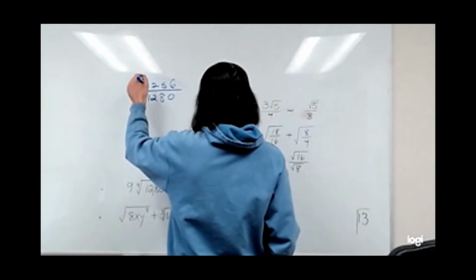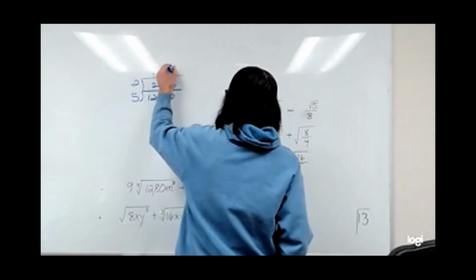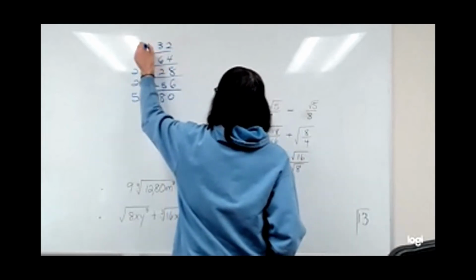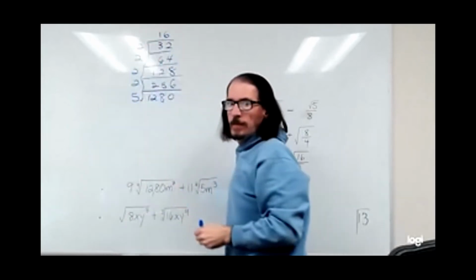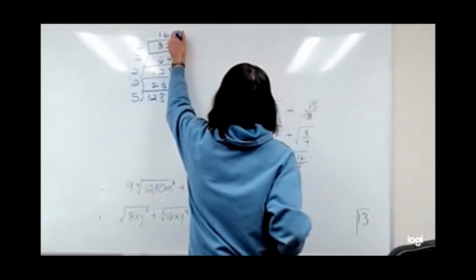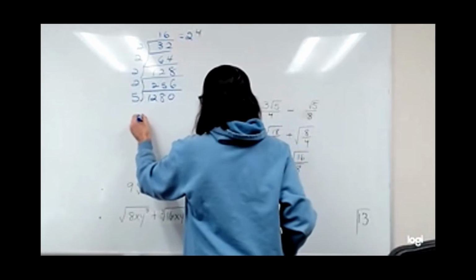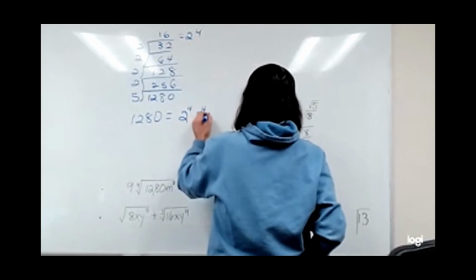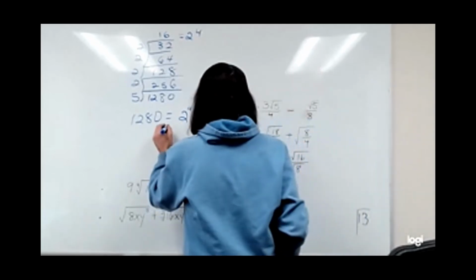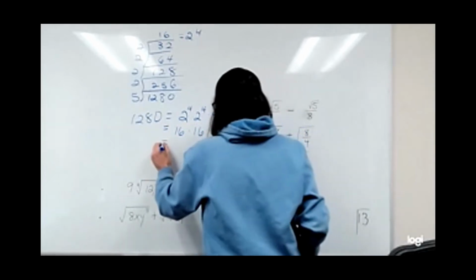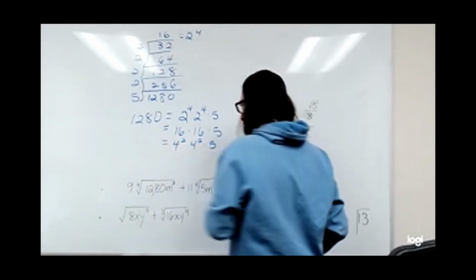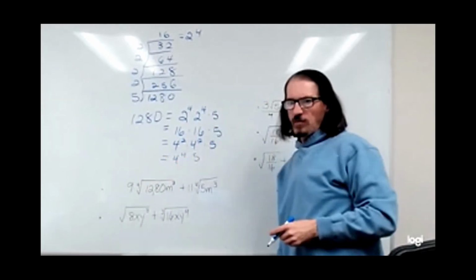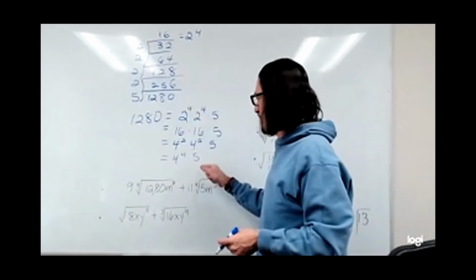Let's see here. Can keep dividing 2 into that. Running out of space, but we know 16 is 2 to the 4th. All right, so 1280. Got 2 to the 4th here and another 4 there. I'm going to write this a different way though. 2 to the 4th is 16, which is 4 squared. 4 squared times 4 squared is 4 to the 4th. 4 to the 4th is 256, and 256 times 5 is 1280.